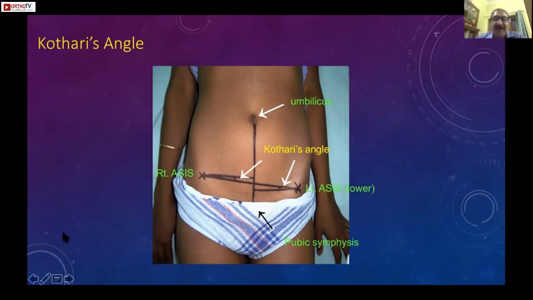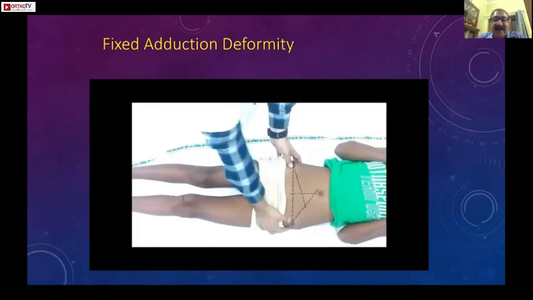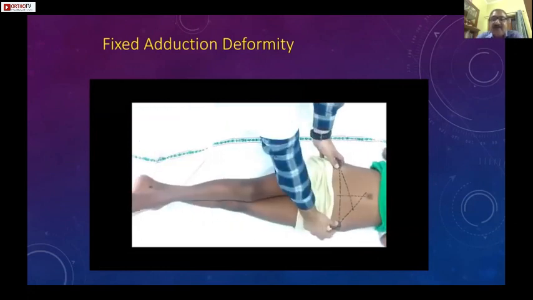In a case of abduction deformity, this will be above the line joining the anterior superior iliac spines. So in this Kothari's method, there is no need to square the pelvis. The same principle is followed: the anterior superior iliac spine was on a higher level, the limb is moved to adduction, and the pelvis has become squared now.